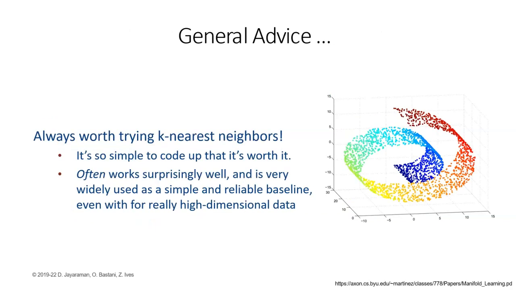So what's the general advice for us? It's always worth trying k nearest neighbors. It's so simple to code up that it's worth it. It often works surprisingly well and is very widely used as a simple and reliable baseline. Even with really high dimensional data, it can work very well. So this is the end of chapter number 6, with the support vector machine and KNN together.